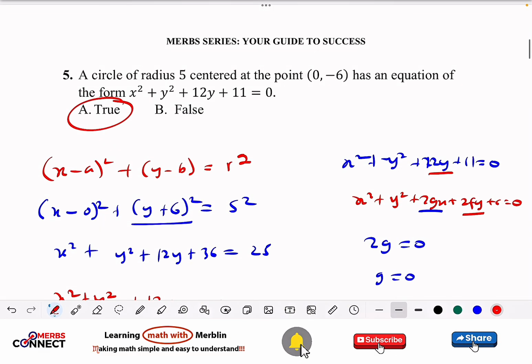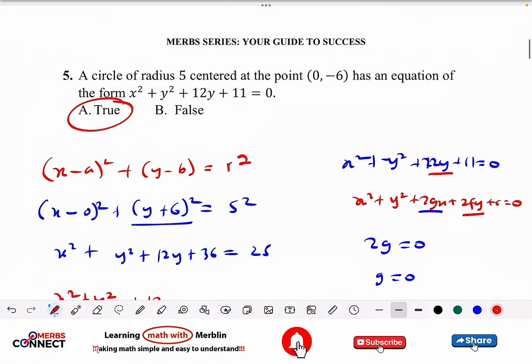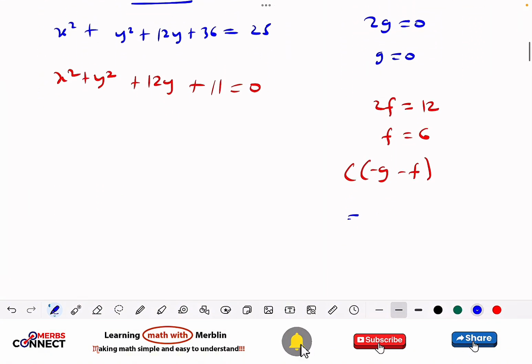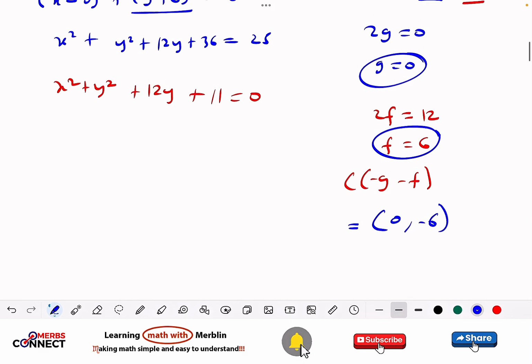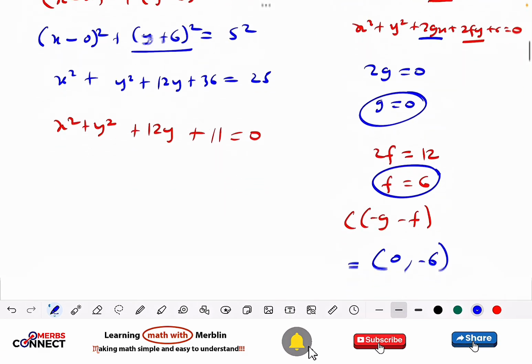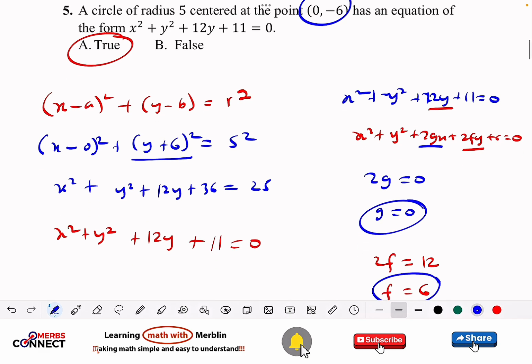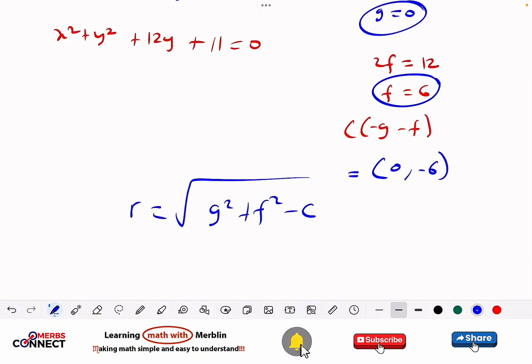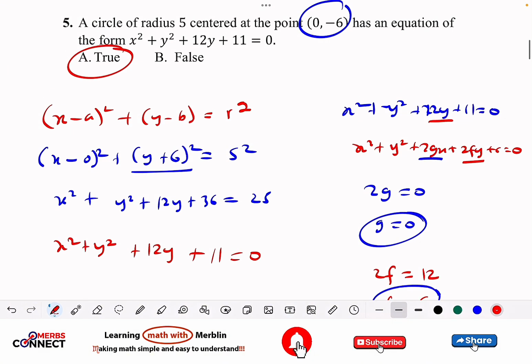So minus g, minus f. So this is going to give us center. g is 0, so I'm going to have 0. f is 6, so I'm going to have minus 6, which confirms what we have here. Indeed, this is the center, 0 and minus 6. But we need to confirm the radius, knowing that radius is equal to square root of g squared plus f squared minus c. So compare this to this, you can see that c is equal to 11.